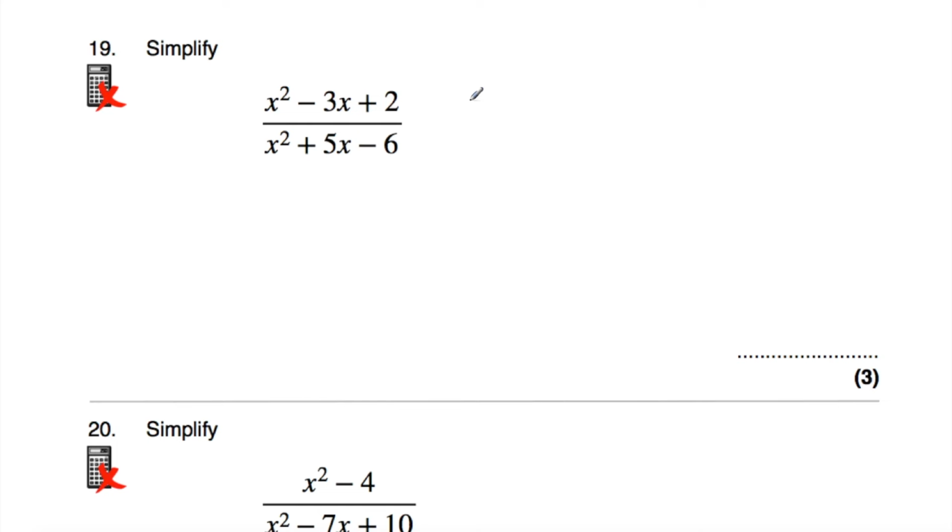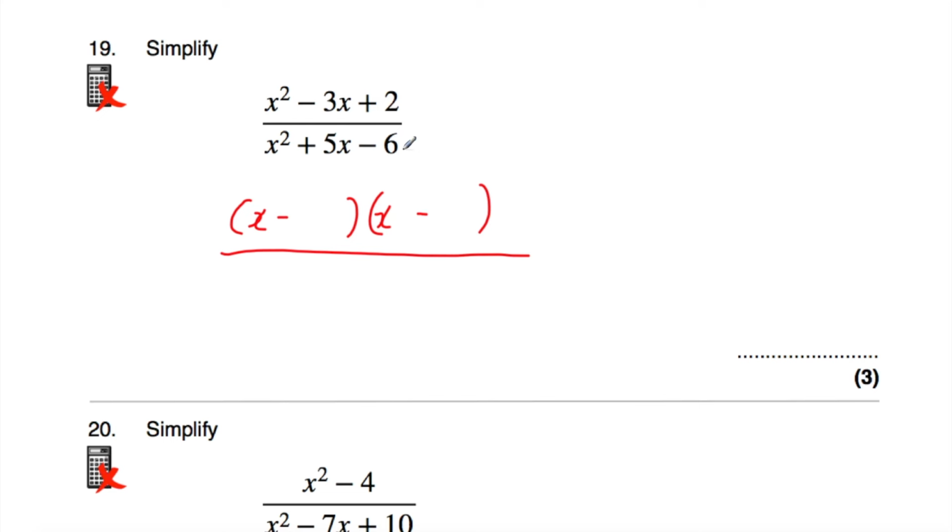So let's factorize the numerator and factorize the denominator and then see if we can cancel down. So in terms of the numerator, if we factorize that, it's a quadratic and it's x squared, so we're just going to put two brackets and write an x at the front of both of them. And then we're looking for two numbers that multiply together to be 2 and add together to be minus 3.